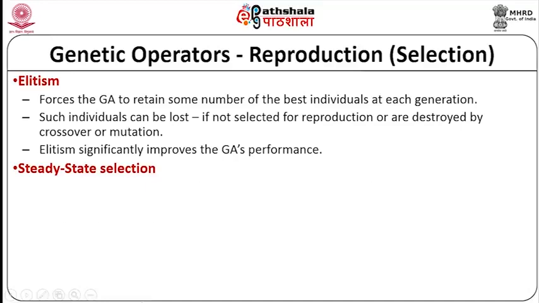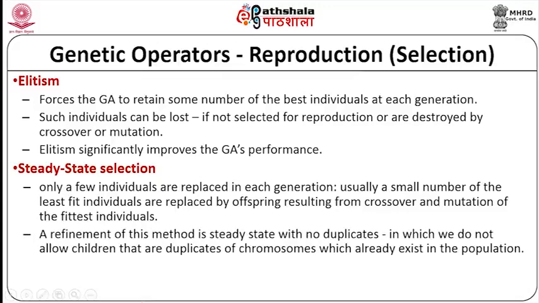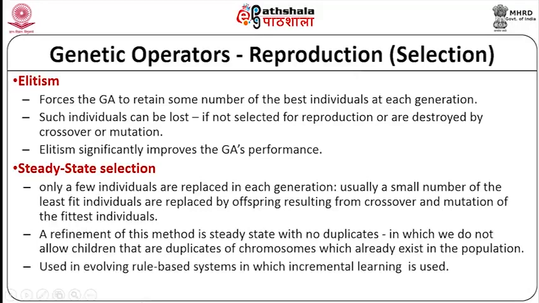Then there is steady state selection, which is another method. Here only a few individuals are replaced in each generation, usually a small number of the individuals, and this is better because some individuals will always be selected and the fitness will be better. A refinement of this method is steady state with no duplicates, in which we do not allow children that are duplicates to be considered for the selection process. This is the method used in evolving rule based systems.